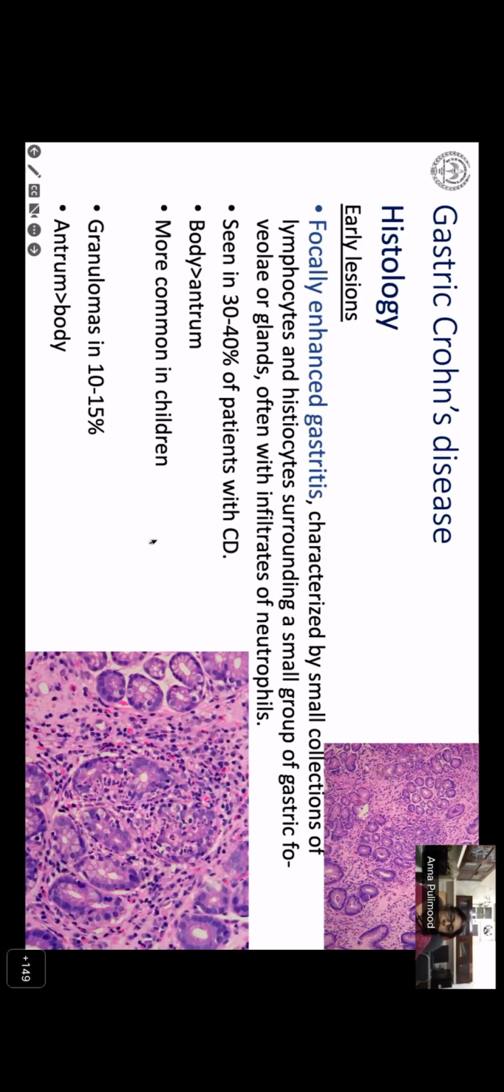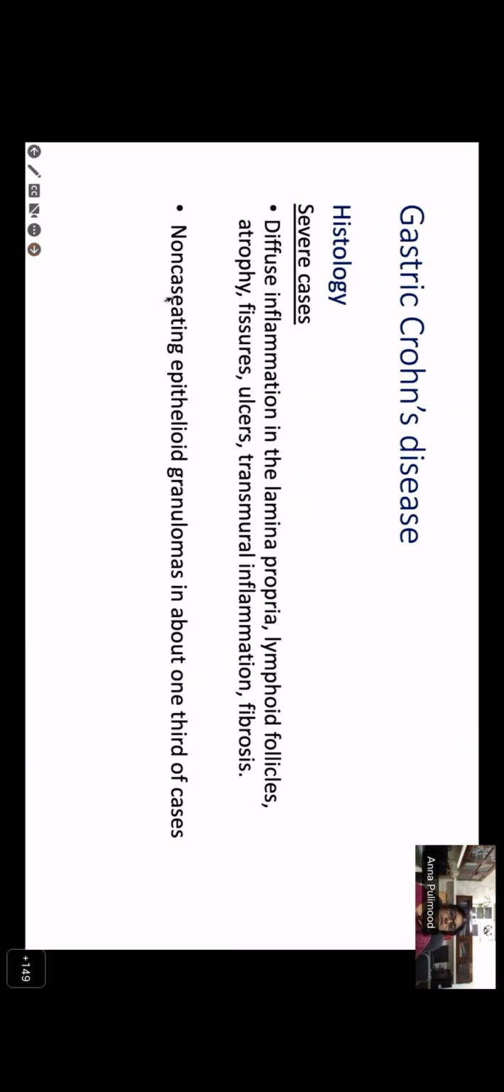Granulomas actually are not so common. They're seen only in 10 to 15% of patients and are more common in the antrum than in the body. In gastric Crohn's disease, only in severe cases, you get all these other changes: atrophy, lymphoid follicles, fissures, ulcers, fibrosis. Non-caseating granulomas may be seen in only about a third of even severe cases.